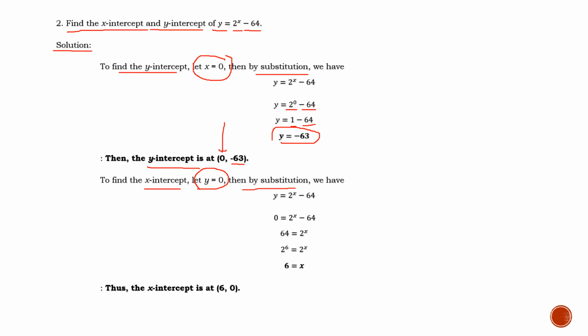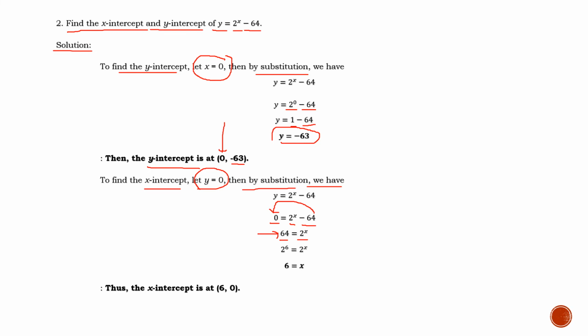Then by substitution, y is now equal to 0. Then we copy 2x minus 64. We're going to transfer this negative 64 to the other side of the equation, so it becomes positive 64 is equal to 2x. So if we're going to express this 64 as 2 with base 2, right?